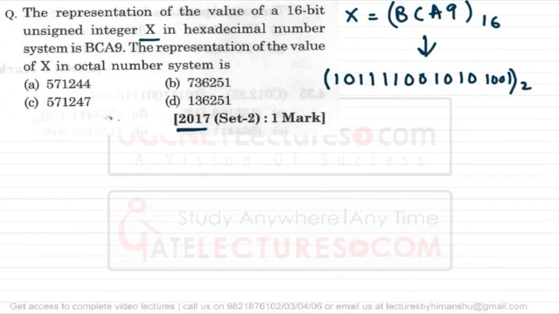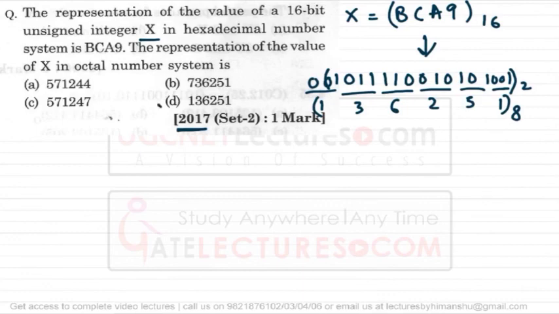Now you have to convert it into the octal number system. To convert into octal, we start making groups of 3 starting from the LSB. 001 is 1, 101 is 5, 010 is 2, 110 is 6, 011 is 3, and since we have one digit left, I am appending 2 zeros. This becomes 1. So the answer is going to be 136251. This is the representation in the octal number system. So the answer is going to be option D.